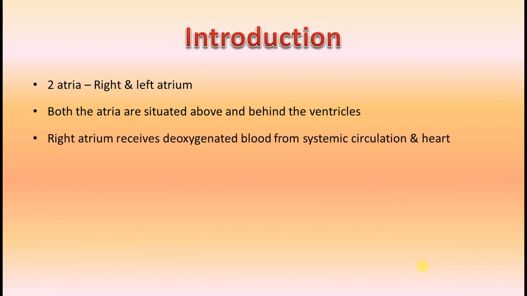The right atrium receives mainly deoxygenated blood from the upper part and the lower part of your body through the two major veins, that is the superior and inferior vena cava. Apart from that, it also receives the venous blood which is drained from the heart itself, that is through the coronary sinus.